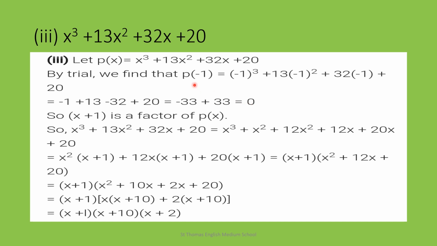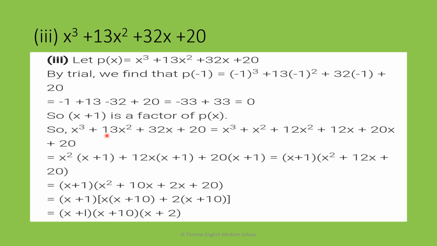That means p of minus 1 equal to 0. Therefore, x plus 1 is a factor of p of x. So you got one of the factors as x plus 1. You can get the other factors by dividing the given polynomial by x plus 1. You will get a quadratic polynomial and factorize the quadratic polynomial by splitting the middle term. You will get the rest of the factors. Or you can use the factor theorem to get the factors.